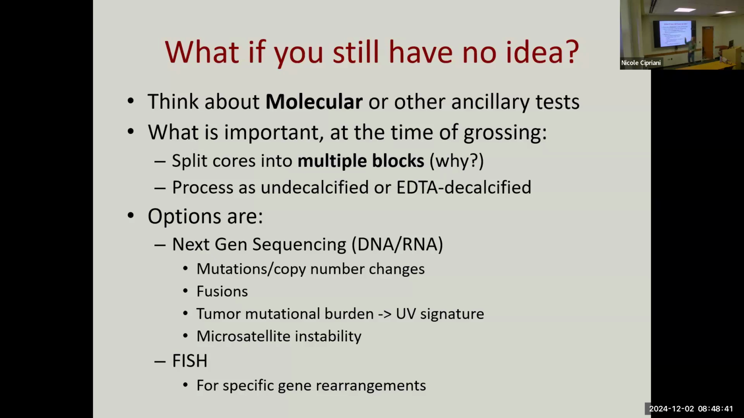We like to split the cores into multiple blocks, right? Because if you shove them all in one block, you do 30 immunos, you have nothing left for molecular. If you split them out into 5 blocks and you do 30 immunos on one block, you still have all the other blocks left for molecular. So split them out into a reasonable number of cassettes. 3, 4, 2, depending on how much tissue you have.